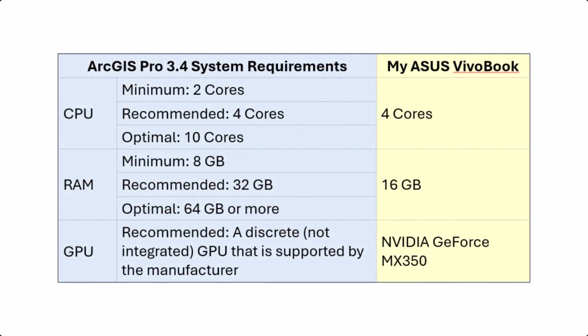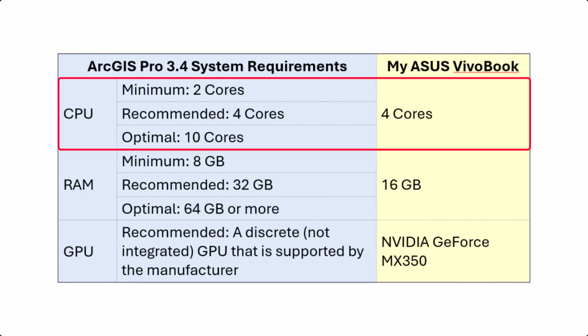So here we have the system requirements as published by Esri for Pro 3.4. I've got the spec for my current laptop on the right, just for comparison, because I know that machine struggles. If we look first at the CPU, the computer's brain, the minimum is 2 cores. Cores are independent processing units inside the CPU. Recommended is 4 and 10 is optimal.